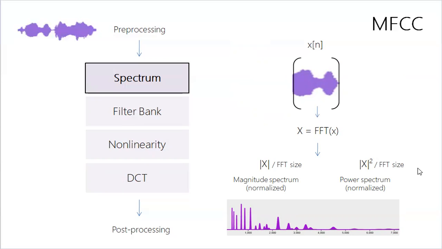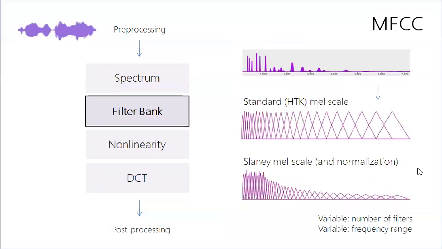So now that we have a spectrum, what do we do next? We apply the Mel filter bank. By applying the filter bank, I mean that we multiply each spectral sample by the weight of the Mel filters. And the problem here is that we have two main standards of Mel filter banks. The first standard, I call it the standard Mel scale, is used in HTK. It's the overlapping triangular Mel filters.